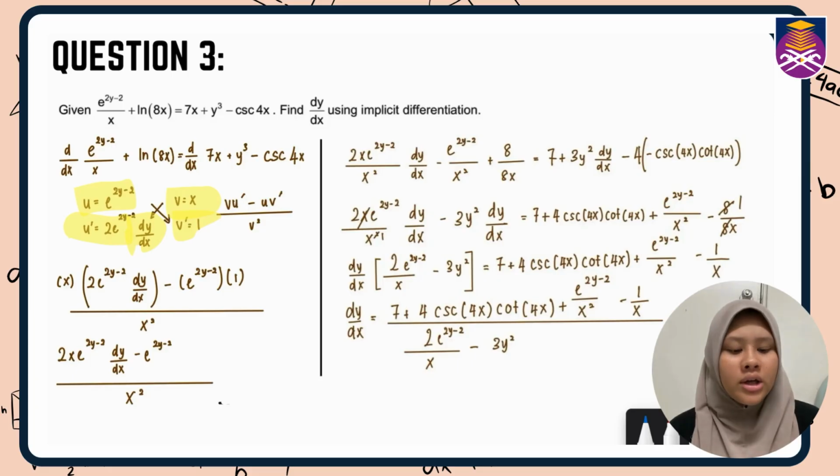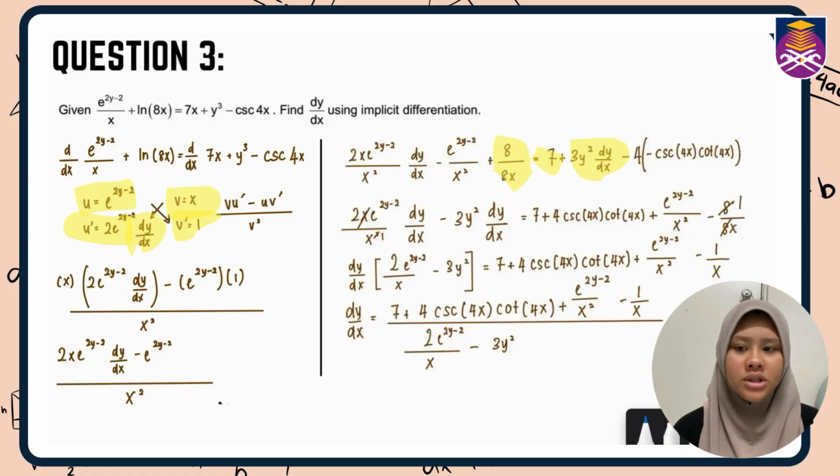So for ln 8x, I differentiate it to be 8 over 8x, 7x to be 7, y cubed to be 3y squared dy over dx, and then lastly for negative cosecant 4x to be negative 4 in brackets, negative cosecant 4x cotangent 4x. Okay, then I rewrote the terms back into one single expression, following the original expression position when deciding what terms to write down first.